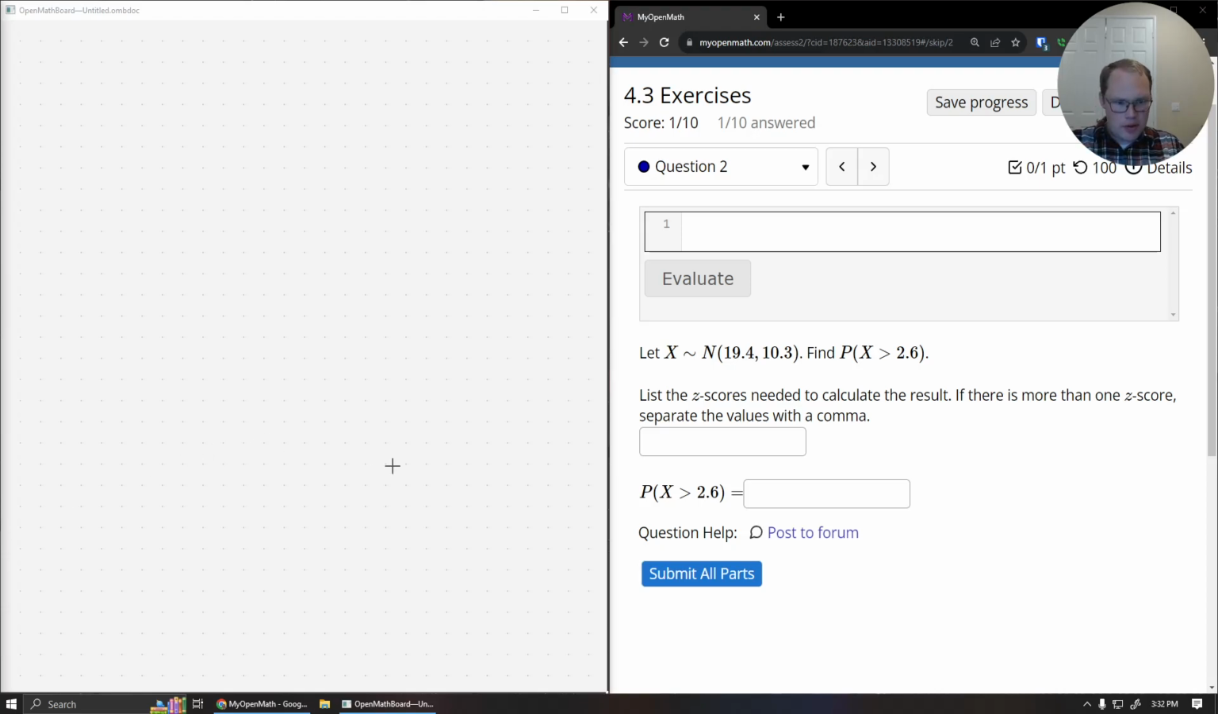Let's take a look at another example. Again, we're dealing with a non-standard normal distribution. This time we want to find the probability that x is greater than 2.6. Since it's a non-standard normal distribution, we start the same way. We calculate the z-score. Z equals, the formula is the particular value minus the mean over the standard deviation. The particular value we're interested in, the boundary value for the probability we're calculating, is 2.6.